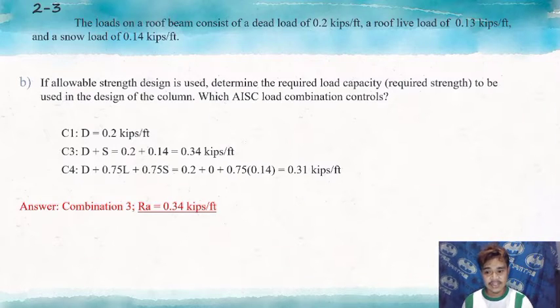Our combination 3 is D plus S, which is equal to 0.2 plus 0.14, so combination 3 is 0.34 kilopascals per feet. And for our combination 4, which is dead load plus 0.75 times live load plus 0.75 times snow load, which is equal to 0.31 kilopascals per feet. So the required strength that we're going to use in the design of our column is combination 3, which is 0.34 kilopascals per feet.